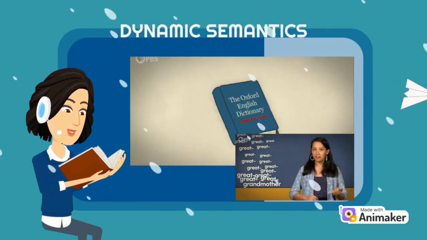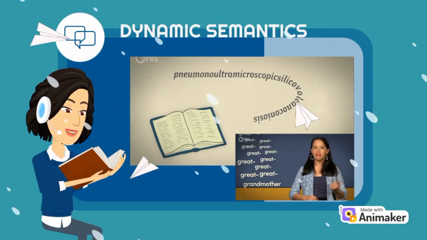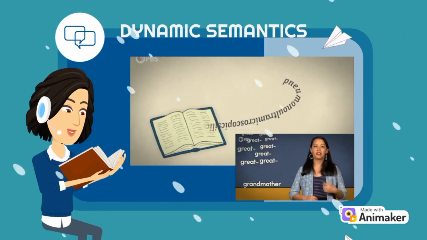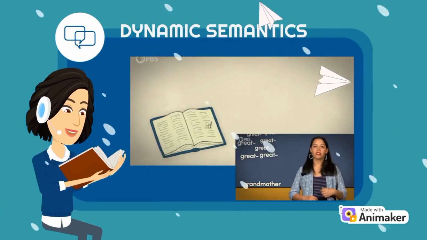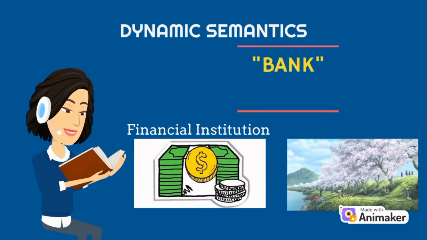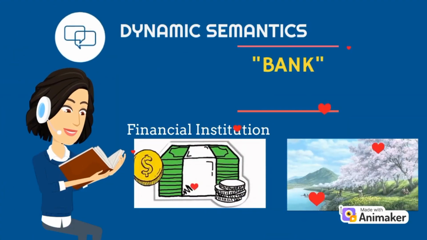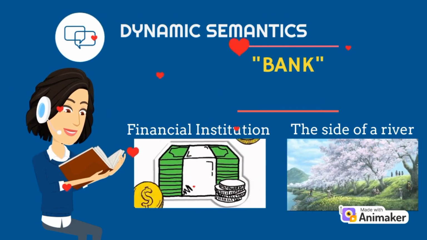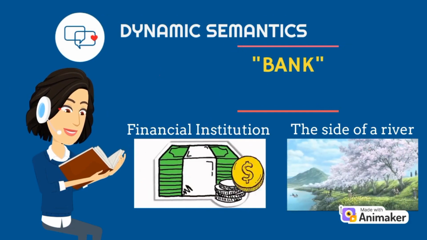Dynamic semantics is a branch of semantics that deals with the meaning of a language in terms of how it behaves when it is executed or evaluated. An example of dynamic semantics is the word bank. It can have multiple meanings, could be a financial institution or the side of a river.